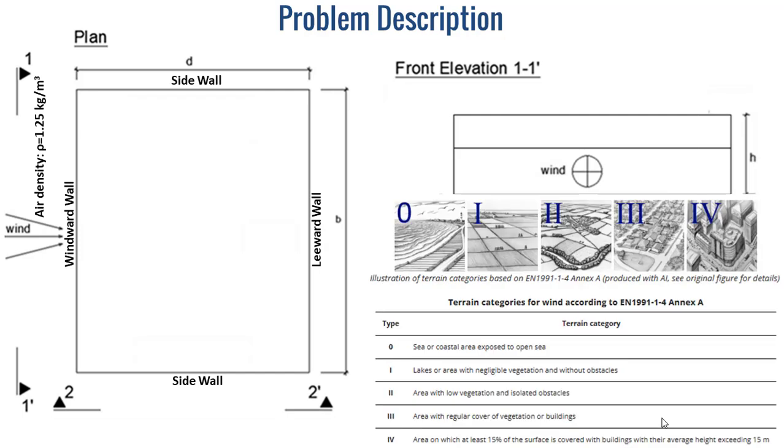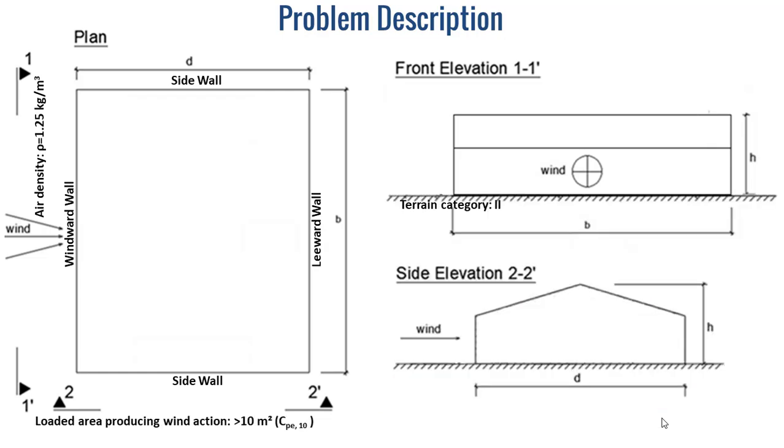In Eurocode 1, we have 5 terrain categories 0, 1, 2, 3, and 4. And the terrain category number 2 means that the area is with low vegetation and isolated obstacles. And we consider that the loaded area producing the wind action is higher than 10 meters square. So we will use in our calculation CPE10 as external pressure coefficient. And we consider also that the building is without dominant face in terms of openings.